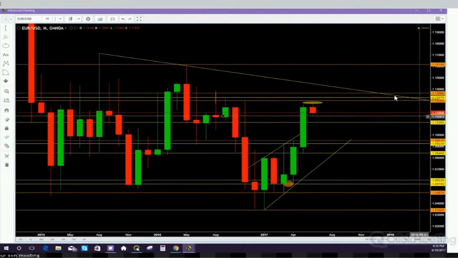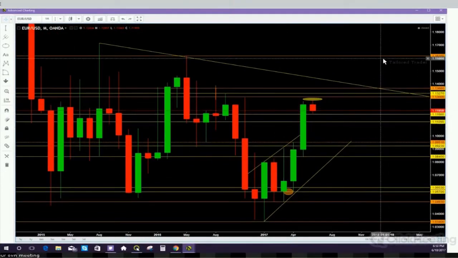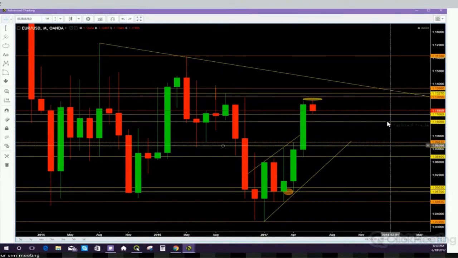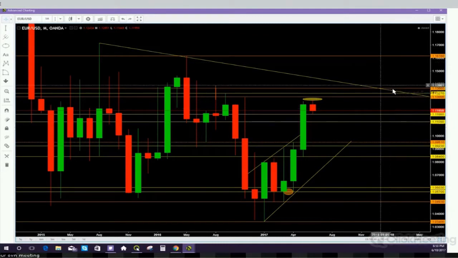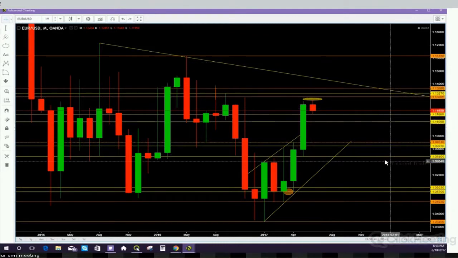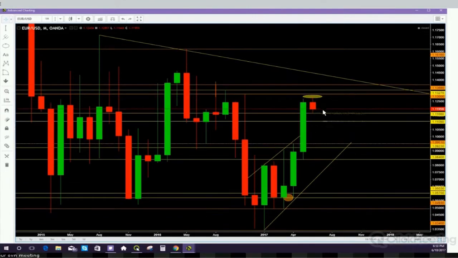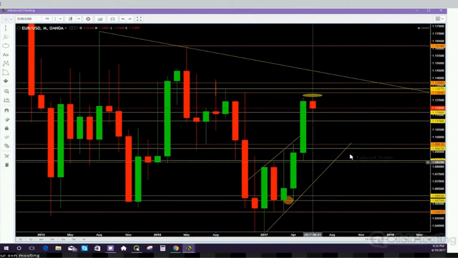Okay, so here you have Euro USD on the monthly chart. First and foremost, everything in orange, if this is your first video or you're hearing me for the first time, is a monthly high or low, or technical level. Everything in yellow is based on the weekly, and that's just that simple. Weekly and monthly highs and lows or technical levels.